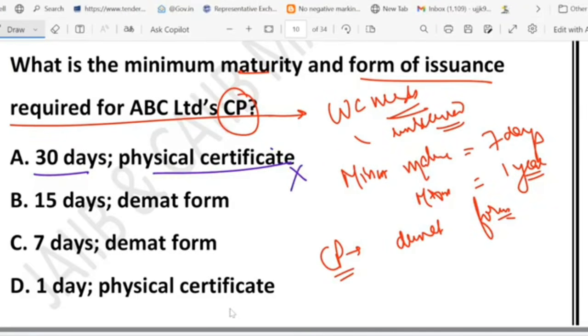CP are issued in demat form only. Option B says 15 days and demat form. Yes, demat form is correct, but minimum maturity should be 7 days, not 15 days, right? So option B is also not the correct one.